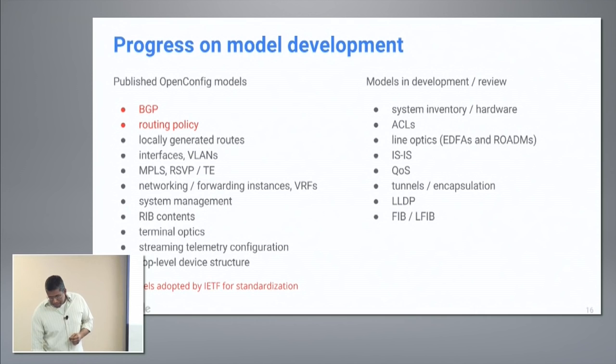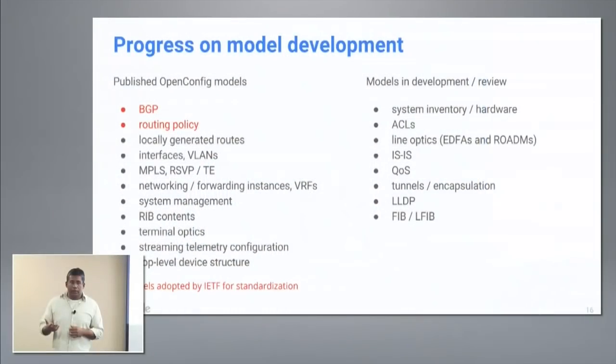So we published a bunch of models so far. This is just a list of what we have going. In the case of BGP and routing policy, this is where we started. They're our most mature models. They are where you'll see the first implementations. They've also been adopted by IETF for standards track. So that's good news for vendors. It means that there's going to be likely one model, at least, that they will have to support initially in addition to their own native models.